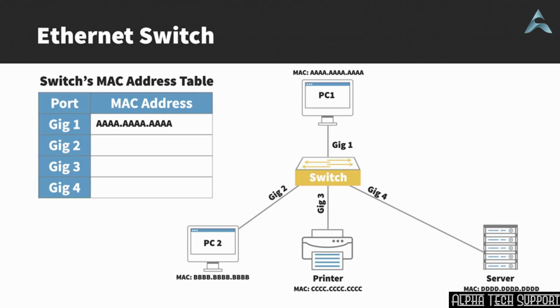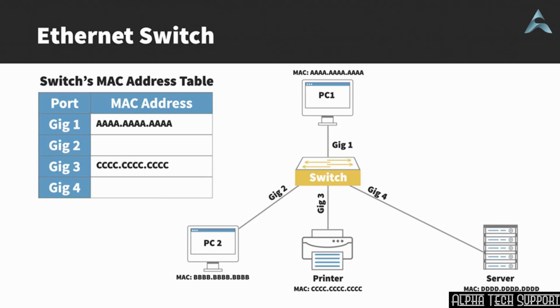And it does make it to the printer. Unfortunately, a copy also makes it to PC2 and the server. They look at those frames, say that's not for me, and discard those frames. The printer, however, says this is for me, and it's going to respond to the PC. When the printer responds to the PC, it sends a frame into the switch with a source MAC address of all C's, which tells the switch that the all C's MAC address lives off of port 3, and the switch adds that to its MAC address table.